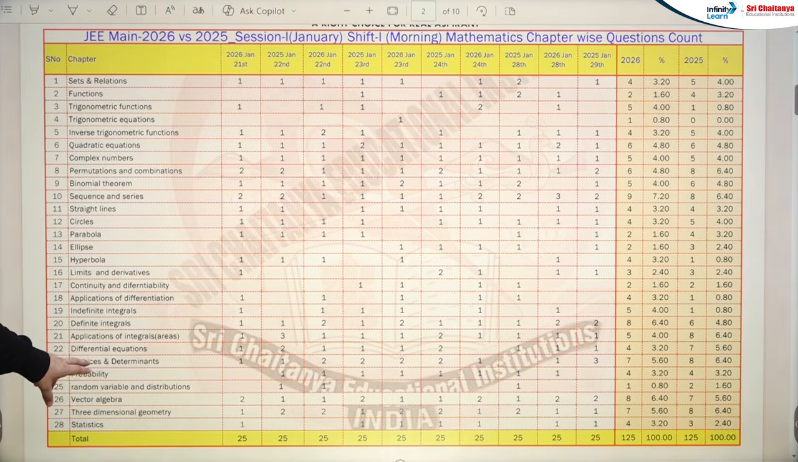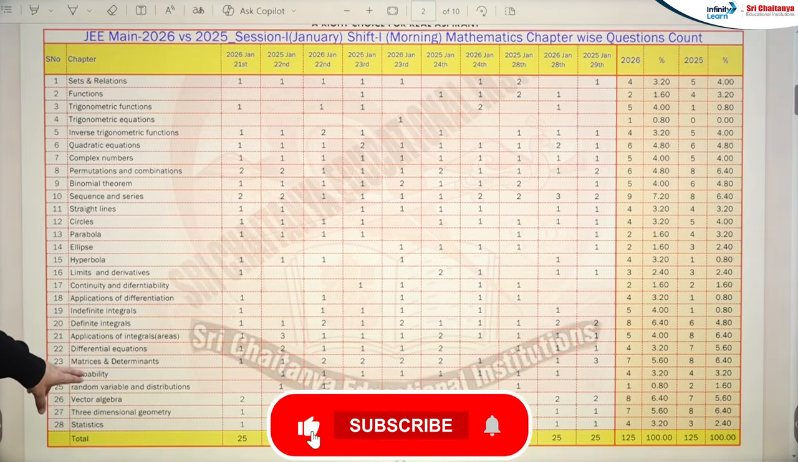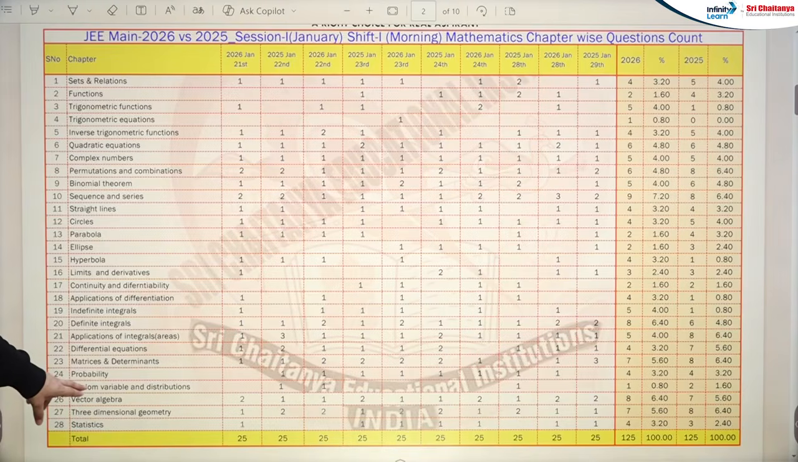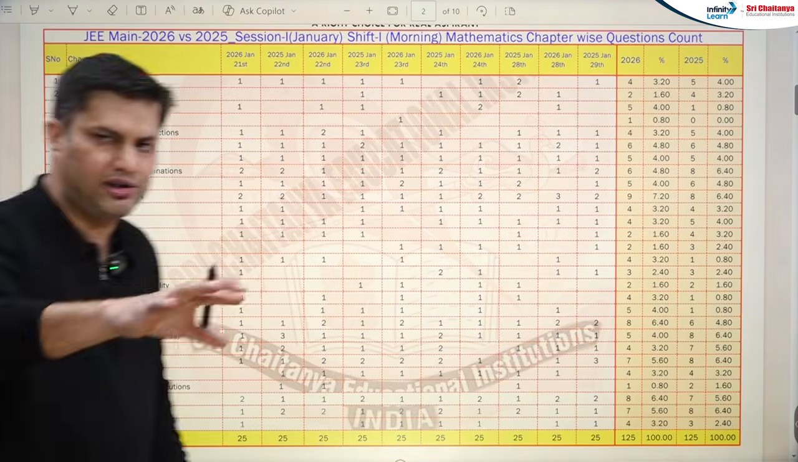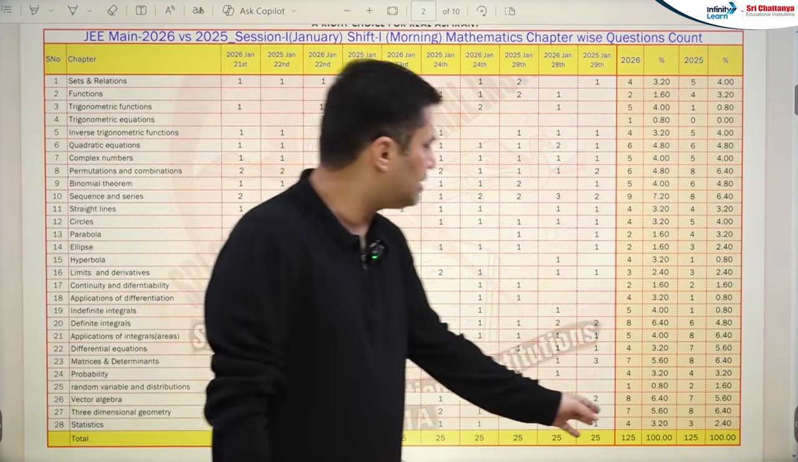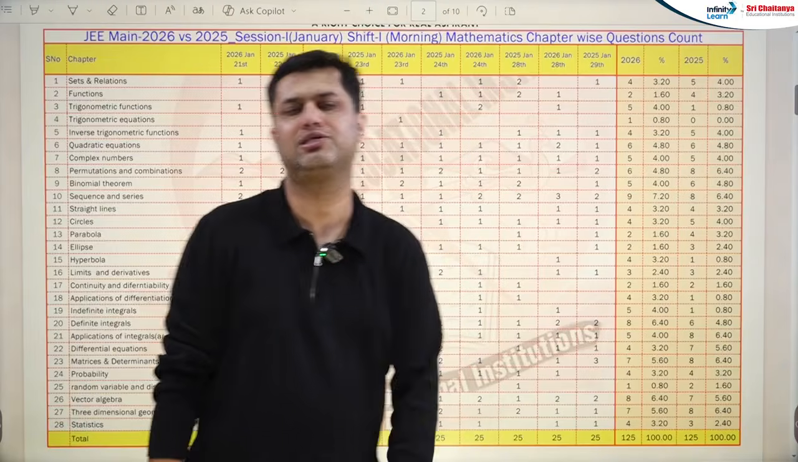Matrices, it's slightly decreased, 8 to 7. Probability is the same, and random variable and distribution has a 1 question difference. Vector algebra is 8 and 7, 3D is 7 and 8. So vector and 3D are almost constant, and the last, statistics, is almost the same: 4 questions this year and 3 questions last year.